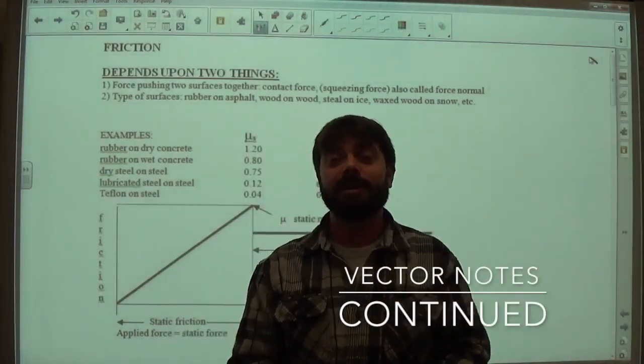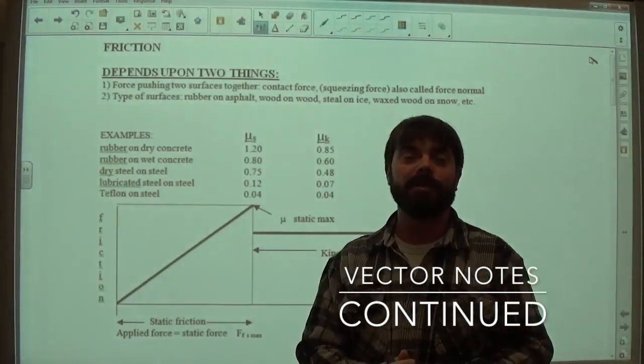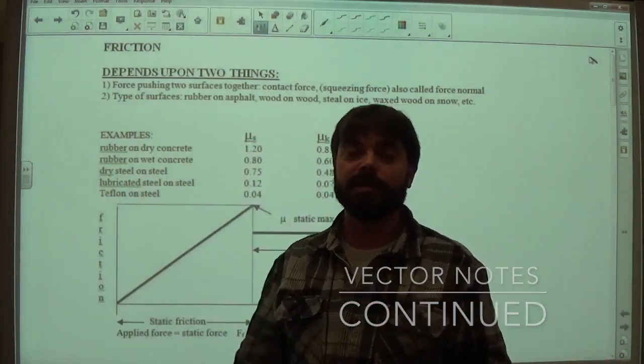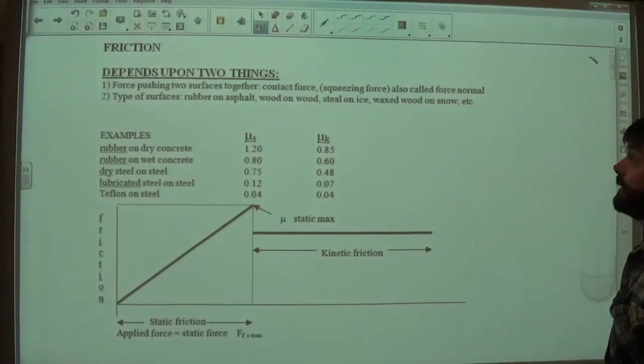Alright folks, this is going to be a continuation of the vector notes. There was kind of a lot in there, so we broke it up into two parts. We're going to start off the second half here talking about friction. I know we previously just finished talking about some vectors.